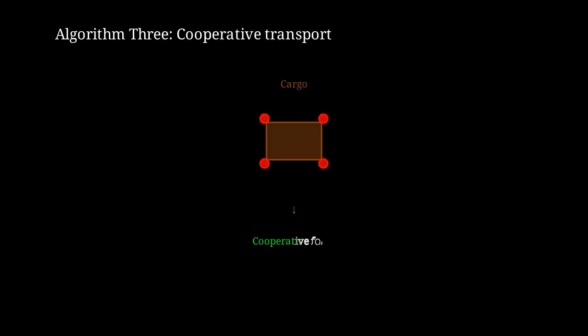Four nanorobots attached to a large cargo particle. They coordinate their propulsion forces to move the cargo in a desired direction, overcoming individual force limitations through cooperation.